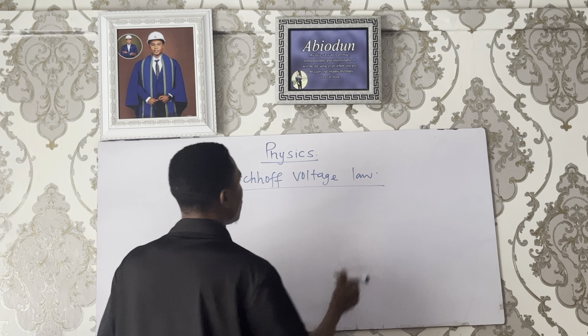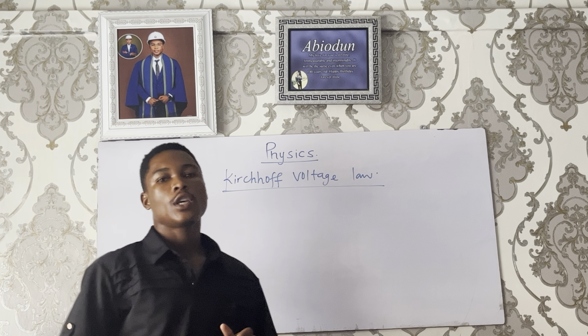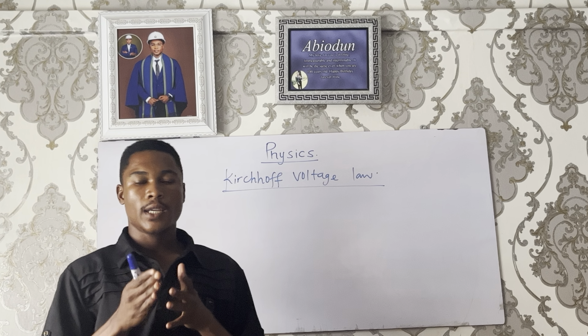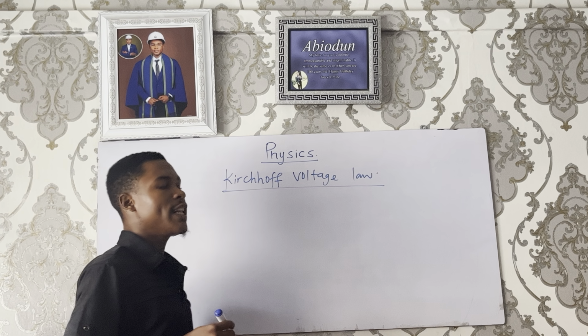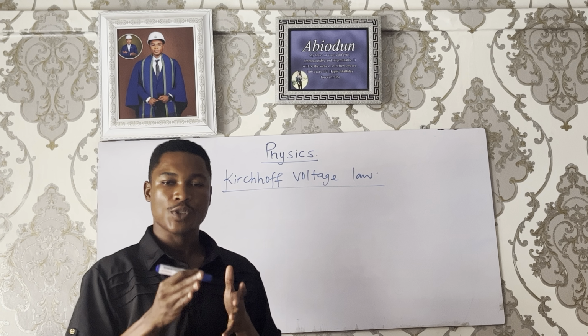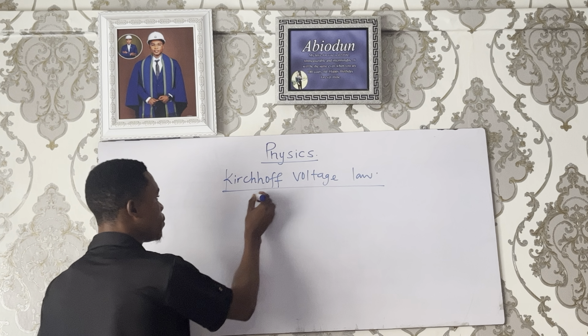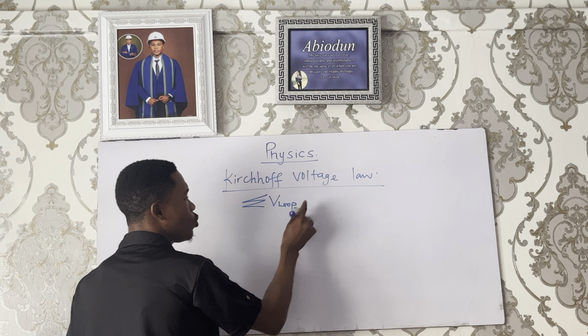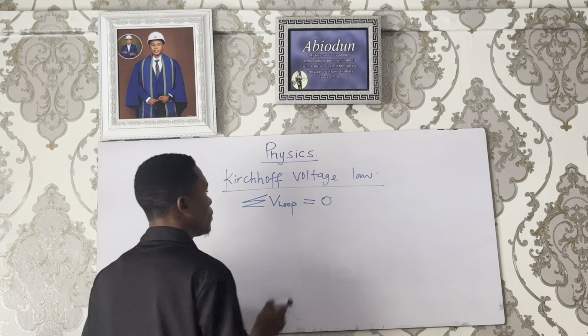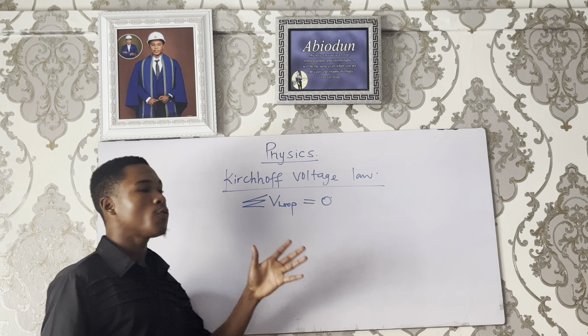The Kirchhoff voltage law. So what does Kirchhoff voltage law state? It states that the summation of voltage in a loop must be equal to 0. The summation of voltage in a loop must be equal to 0. So this is what we call the Kirchhoff voltage law.